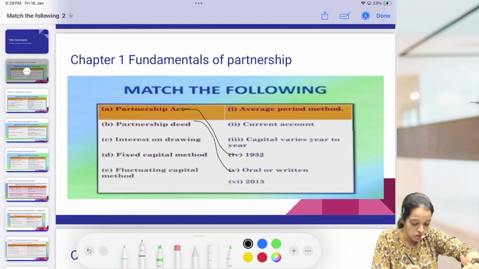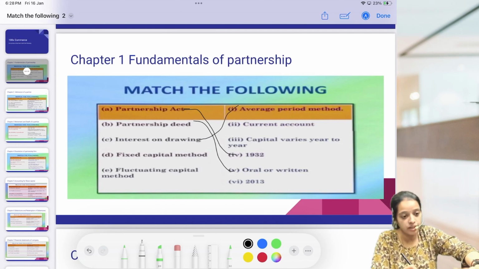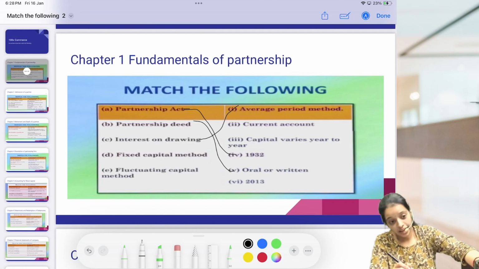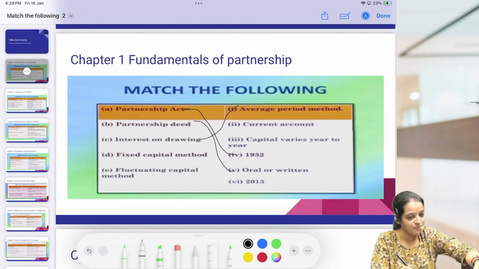Next, interest on drawings. The average period method is one of the important methods used to calculate the interest on drawings. Here also the example might be changed. Average period badli nimge product method kodbodu, direct method kodbodu, confuse agak hogbedi.